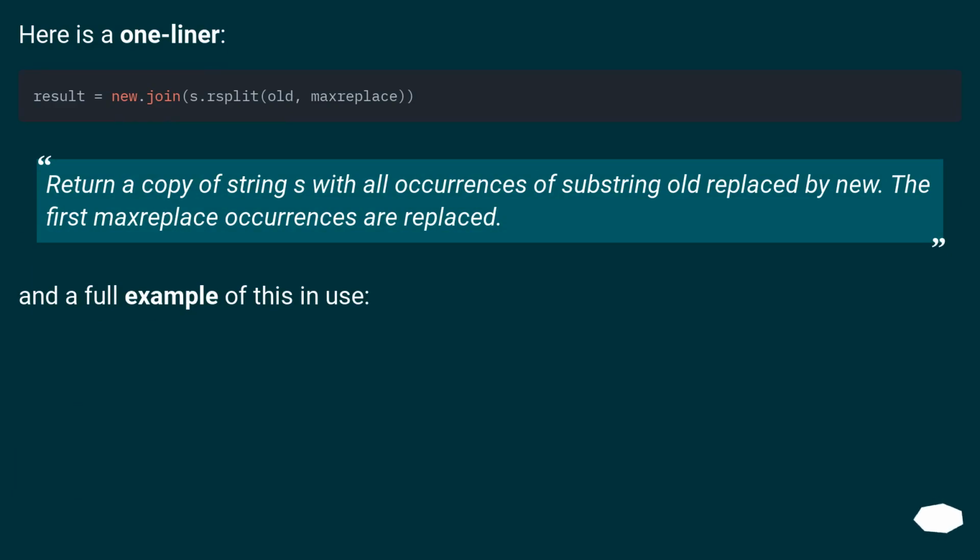here is a one-liner. Return a copy of string S with all occurrences of substring old replaced by new. The first max replace occurrences are replaced. And a full example of this in use.